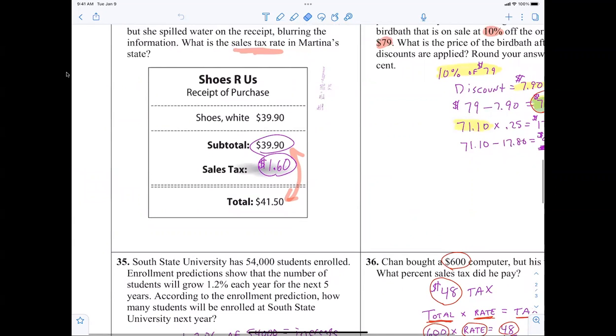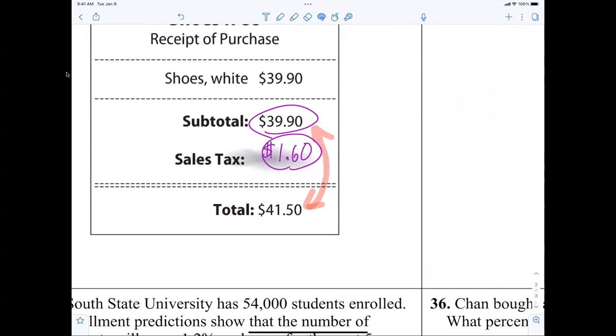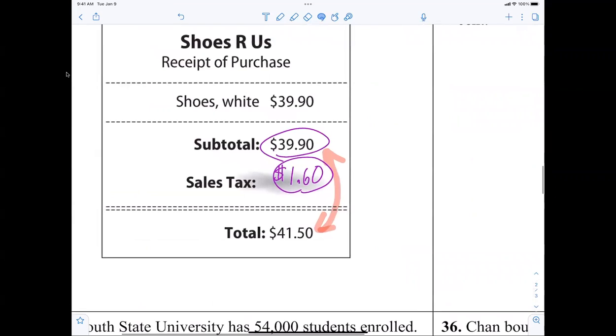Okay, so for number 33, I can understand your problem with number 33. So let's take a look at it, right? We want to know the sales tax rate. In this problem, the sales tax was blurred out. So you have to tell me what sales tax there was altogether. How much did they pay in sales tax?